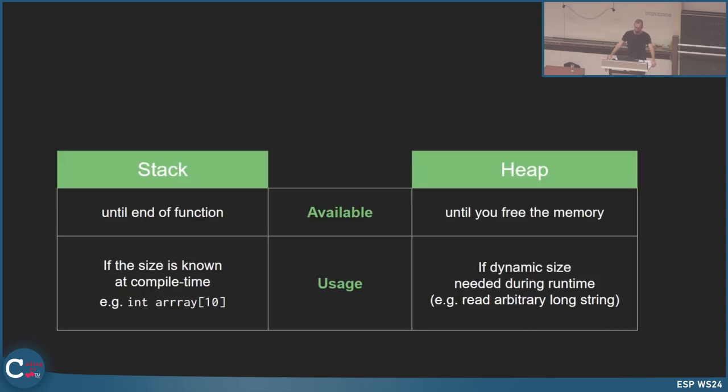And when do we use it? If you have a fixed size array, let's say you know that you always have 10 numbers, you can create it on the stack when you know you will only use it in this function. On the other hand, if you have a dynamic size, let's say the user can input an arbitrarily long text, then you should use the heap for that.